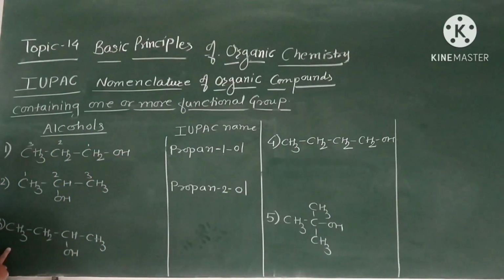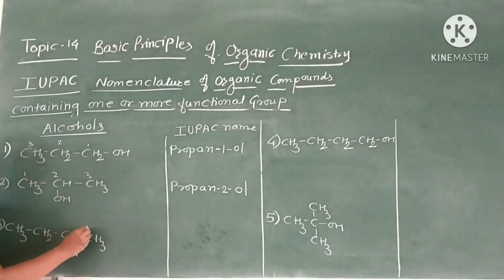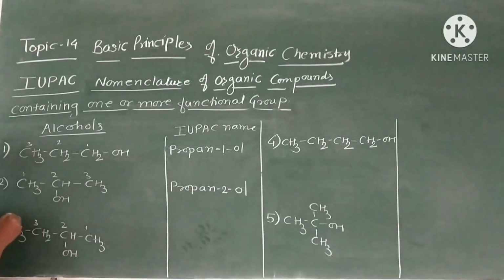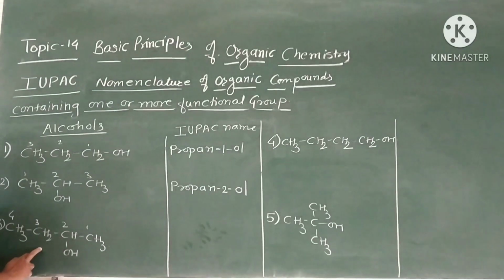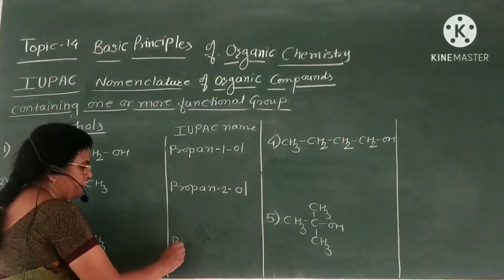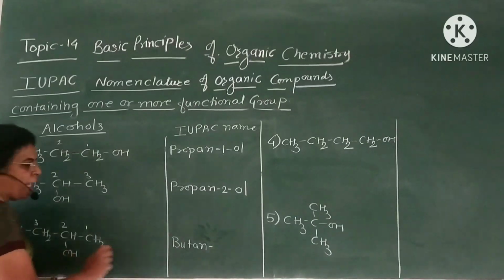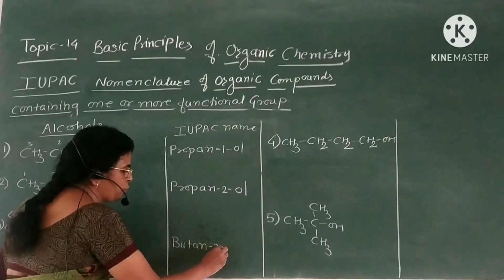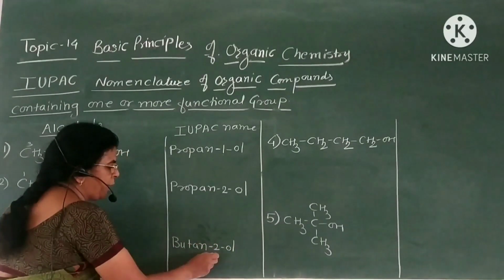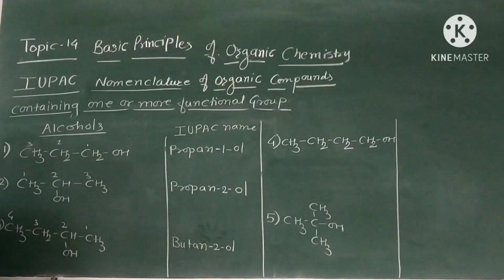Now the third example, CH3CH2CHOHCH3. Now give numbering from the end which is nearer to the functional group, 1, 2, 3 and 4. Now the parent alkane is butane. At the 2 position there is a hydroxy group or alcohol functional group. Therefore it becomes butane-2-ol.